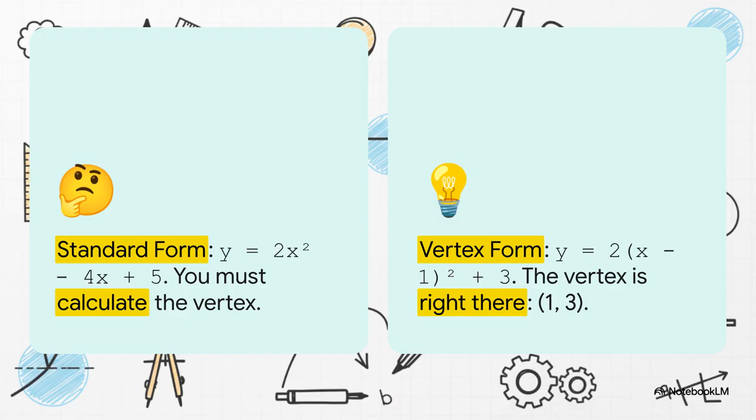But look at the right. That's the exact same equation, just rearranged into what we call vertex form. Can you spot the vertex? It's just sitting there in plain sight. It's the point 1, 3. No calculation needed at all.